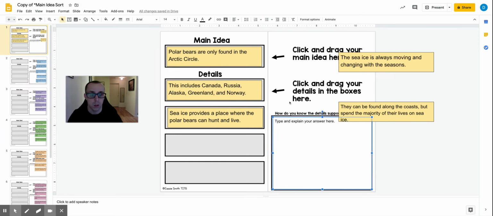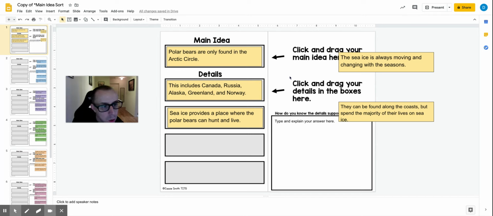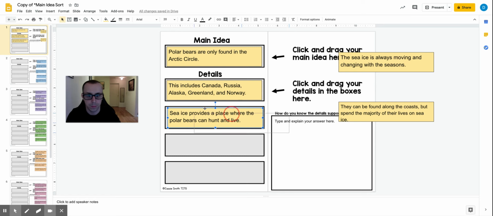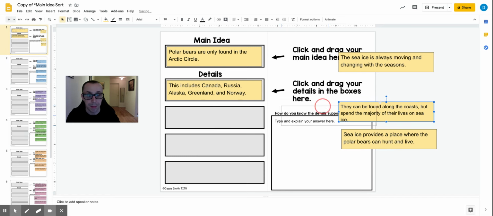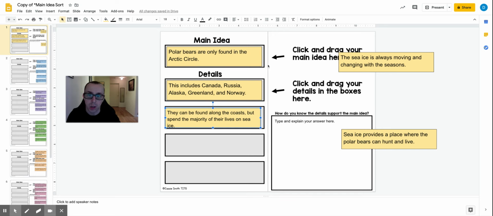Okay, so again, I'm going to click outside of the text box, and then I'm going to look at these two. My last sentence was sea ice provides a place where the polar bears can hunt and live. Now I'm looking at the sea ice is always moving and changing with the seasons, and they can be found along coasts, but spend the majority of their lives on sea ice. I think this one makes more sense sequentially. They can be found, because now we're still talking about polar bears. They can be found along the coast, but spend the majority of their lives on sea ice. Sea ice provides a place where polar bears can hunt and live.